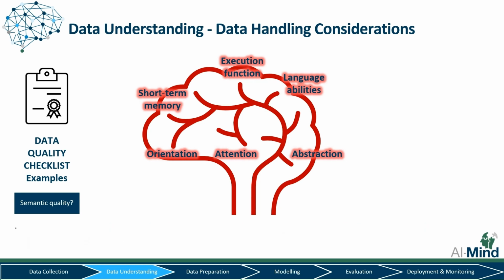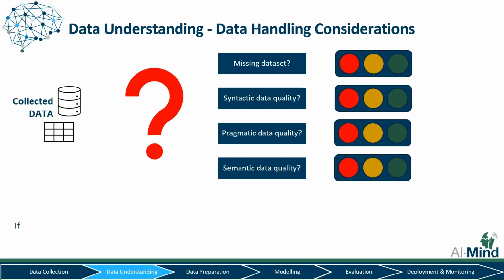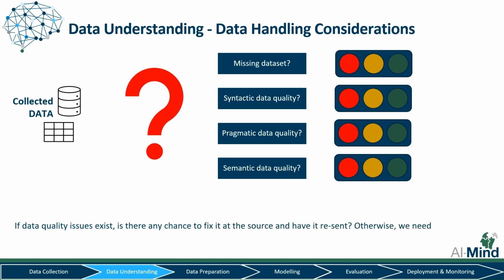Okay, now what if the data we have suffers from any of those three quality issues? What should we do? If a data quality issue exists, is there any chance to fix it at the source and have it resent? Otherwise, we need to deal with it.